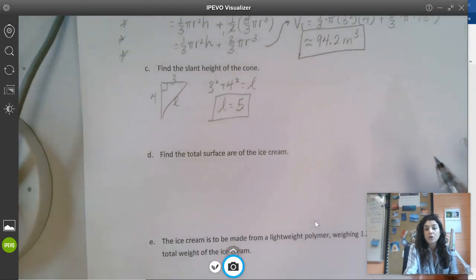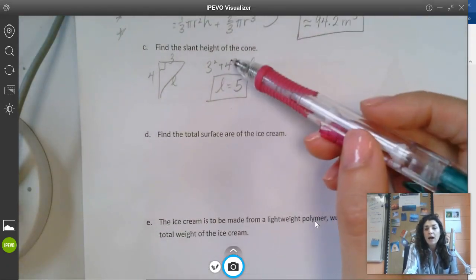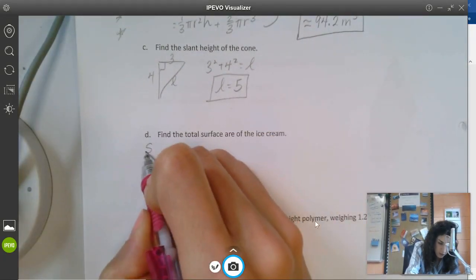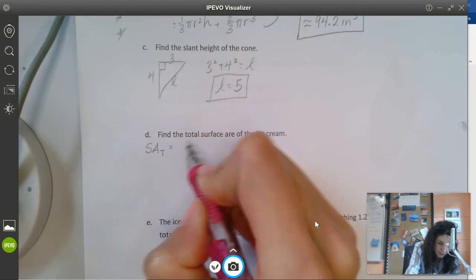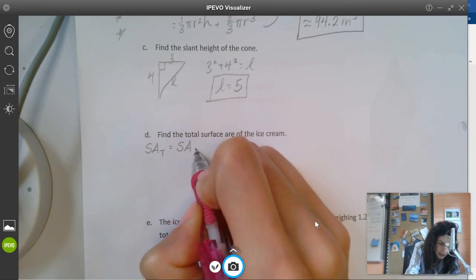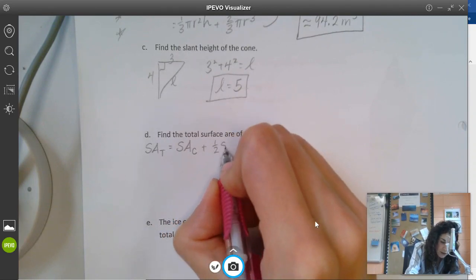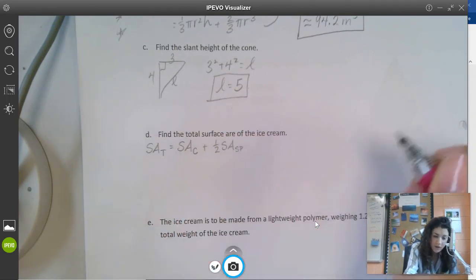Now it says find the total surface area of the ice cream. Let's write out our idea of the surface area. So surface area total is going to be the surface area of the cone plus half of the surface area of a sphere.